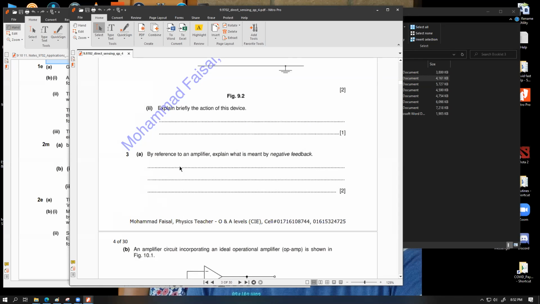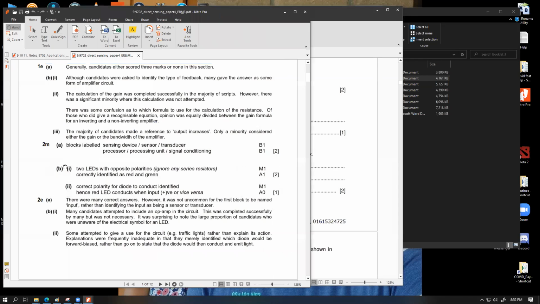Here it says by reference to an amplifier, explain what is meant by negative feedback. This is basically the definition of negative feedback. Should be your question popped up, so might as well look over here. Negative feedback's basic meaning is attaching or adding a small fraction of the output of an op-amp to the inverting input of the op-amp, so that the Vin would become smaller and the gain would become smaller.